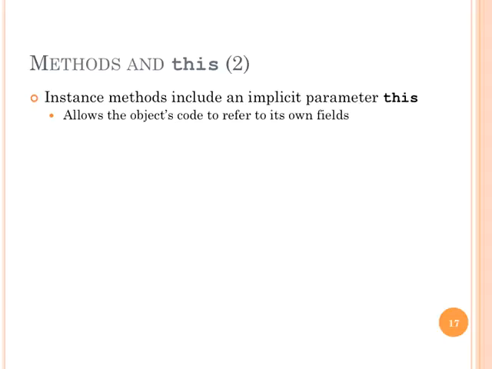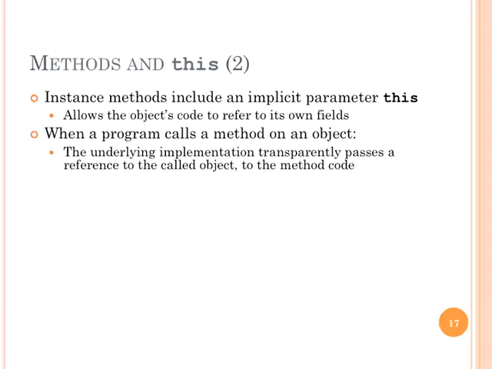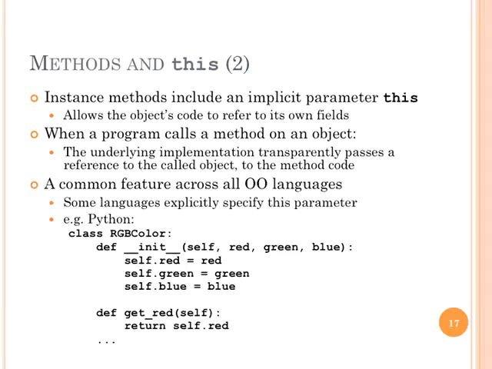Okay, so yeah, that allows the object's code to refer to its own fields. So when a program calls a method on an object, the translated implementation, or if you're in Python, the interpretation of that is that we're going to pass the object as the first parameter, and then the remaining parameters come later, and that reference is used to access fields and to call other methods. Okay? And this would be the Python version.